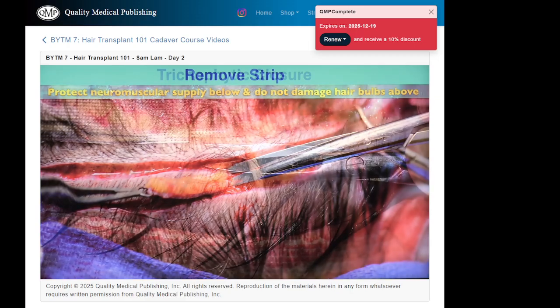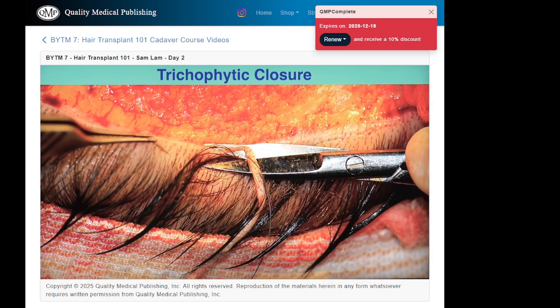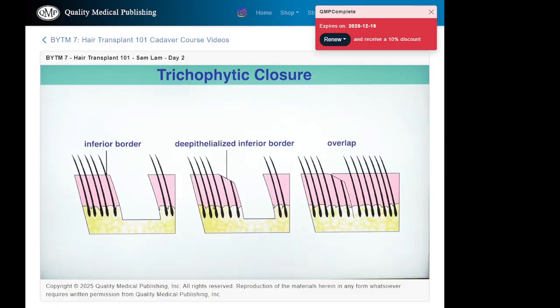After I've harvested the strip and handed it off to my staff, I can do a trichophytic closure. The trichophytic closure essentially is taking about a millimeter off of the bottom lip. That allows the hairs to grow through the scar, which makes it harder to see. It creates a blur. You don't want to do a scar revision with weird geometric broken lines. That would be a big disaster. You just want to do this.